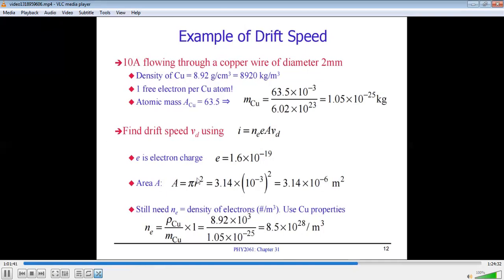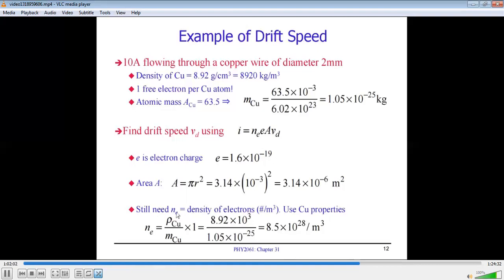So electric charge will be 1.6 into 10 to the minus 19. Cross sectional area equals 3.14 into r squared, where the diameter is 2 millimeter, so the radius will be 1 millimeter. Millimeter can be transformed to meter, that means 10 to the power minus 3. So we get cross sectional area 3.14 into 10 to the power minus 6 meter square.